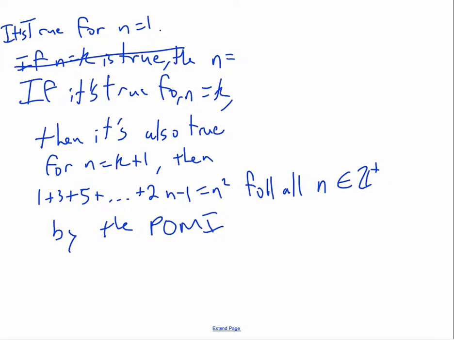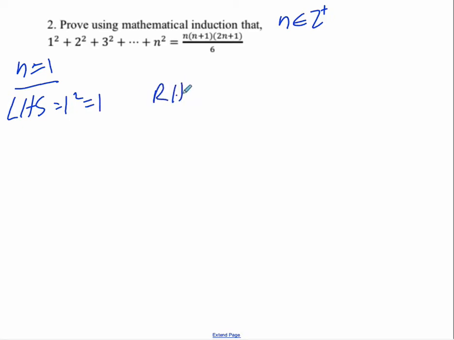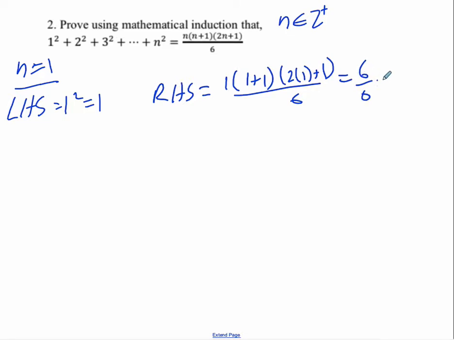Okay, we're going to look at a slightly different one now, but it's also a series. Okay, this should say maybe n is in z plus, so we'll start off at n equals 1. Okay, so n equals 1, the left-hand side is just going to be 1 squared, which is 1. The right-hand side is going to be 1 times 1 plus 1 times 2 times 1 plus 1 over 6, which is 6 over 6, which equals 1. Therefore, it's true for n equals 1.